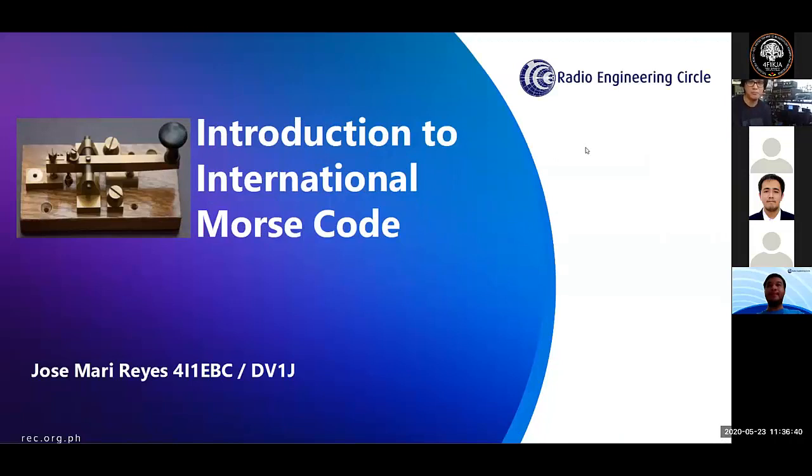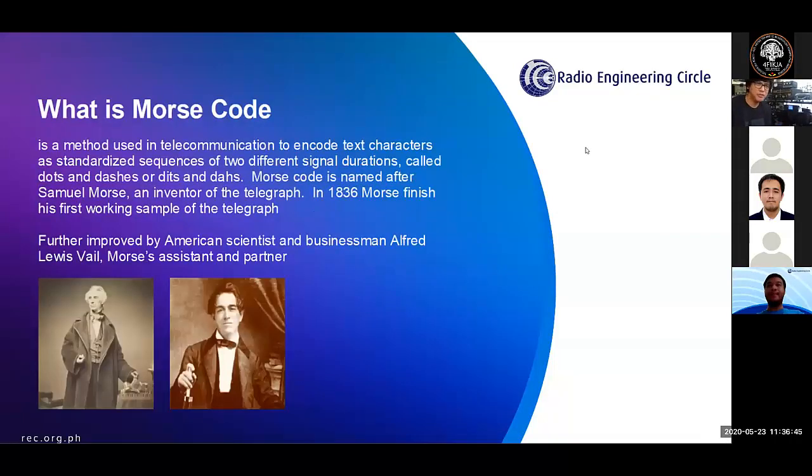Introduction to Morse code, International Morse code. So what is Morse code? It is written there, and if you want to know more about it, you can search it on Google. As it is said, it is a method used in telecommunication to encode text characters as a standardized sequence of two different signal durations called dots and dashes. This is what it sounds like: the dot is like this, and the dash is like this. It is basically 3 times the length of one dot.